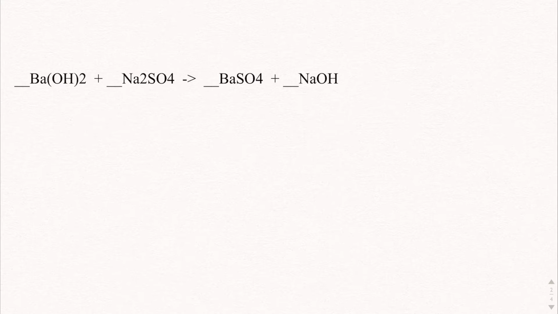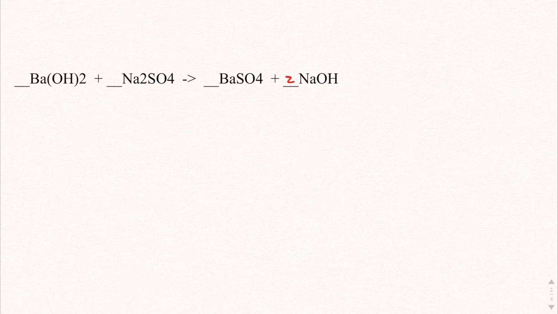Now for our second equation, we have Ba(OH)2 plus Na2SO4 yields BaSO4 plus NaOH. So first we're going to examine what kind of compounds we have here. We see we have one Ba on the left and one Ba on the right, so that checks out. We have 2 OHs, or 2 hydroxides, on the left, and we only have 1 hydroxide on the right side of the equation. So automatically we know we need 2 NaOHs.